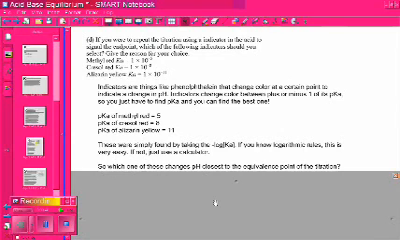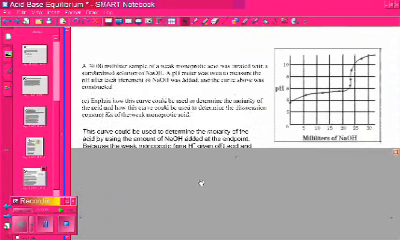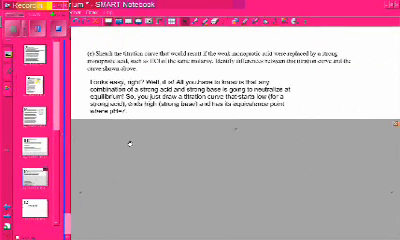So which one of these changes pH closest to the equivalence point of the titration? Well, the equivalence point pH is about 8. If you look back on this graph right here, you can see that the endpoint is between 7 and 9. So I would say cresol red, because it changes color from pH 7 to pH 9. It looks easy, right? Well, it is.